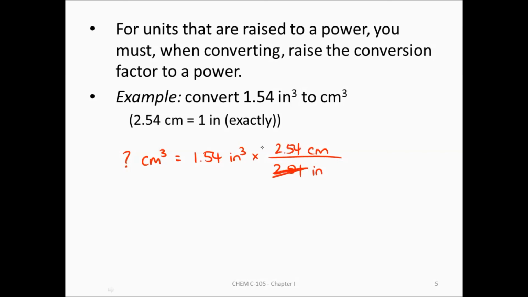2.54 centimeters in an inch. But here I've only managed to cancel out one of these inch terms. I need to get rid of 3 of these. So I need to do this 3 times. Essentially, I need to multiply it 3 times, which is the same as cubing the whole conversion factor. So that now I can cancel this out. And this comes out to be 25.2 cubic centimeters.